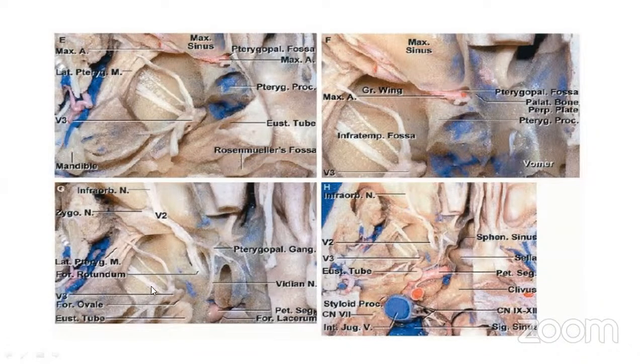and the infratemporal fossa. Here is the pterygopalatine ganglion, the maxillary division of the trigeminal nerve, and the Vidian nerve joining the pterygopalatine ganglion. Here we would be having the otic ganglion in the infratemporal fossa as well, which will receive the lesser petrosal nerve, and its secretomotor fibers would be supplying the parotid gland.